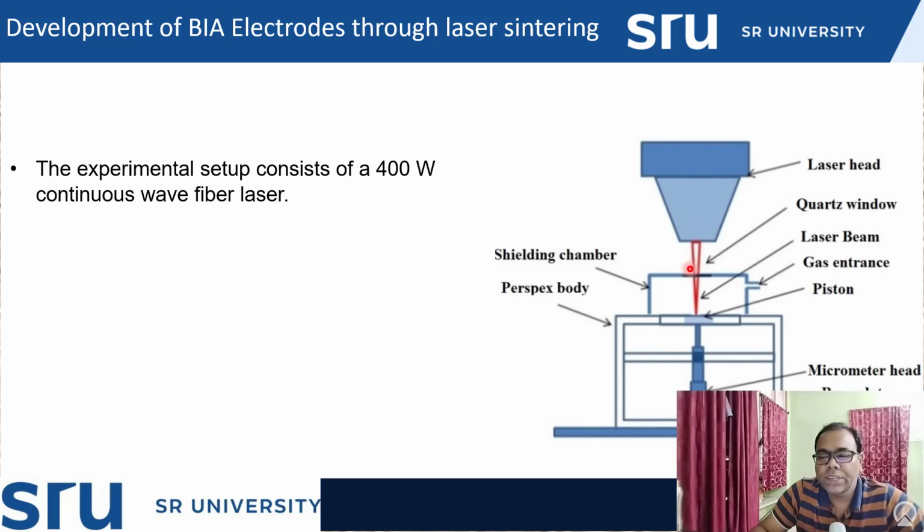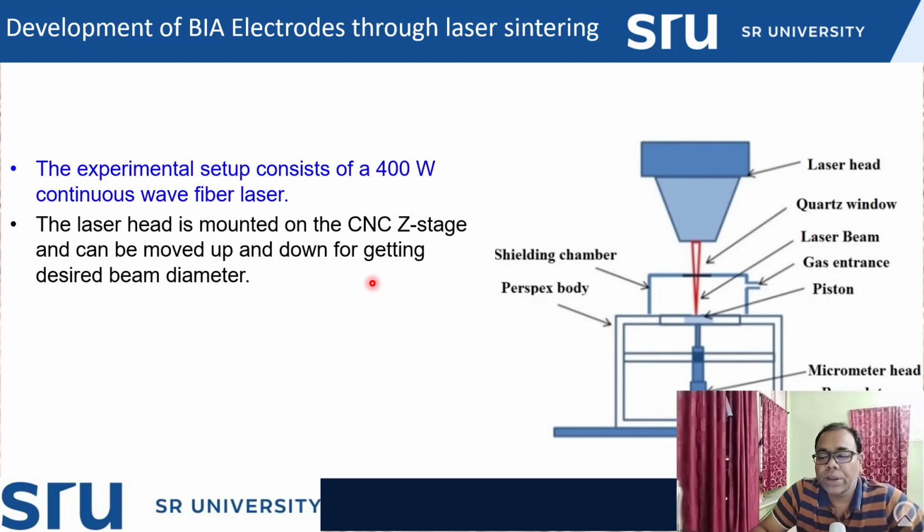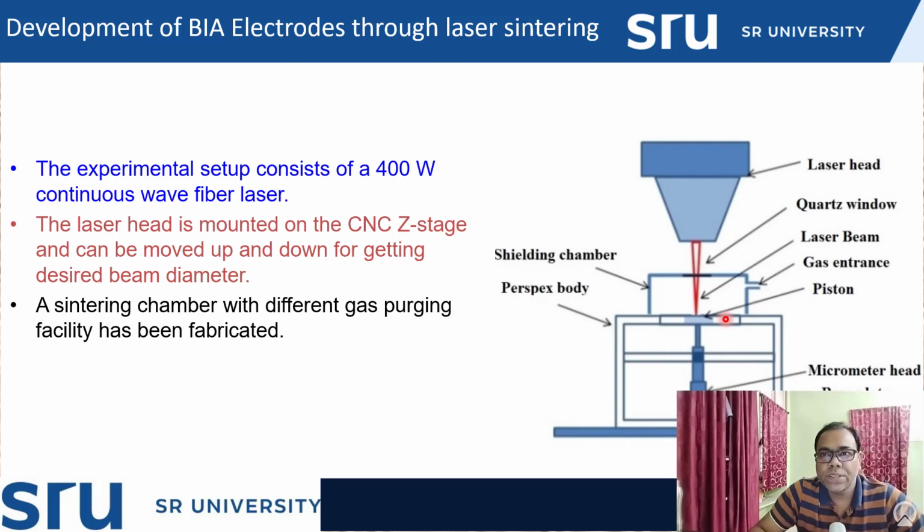In this body itself, different arrangements are done. So this is the laser head, and this is the quartz window. From that window the laser is passing. This is the laser beam, and this is the piston, where the piston cylinder arrangement is there. Here is the micrometer head, and this is the base plate. The laser head is mounted on a CNC jet stage that can move up and down for getting the desired beam diameter, so the desired beam diameter at this printing area can be decided here.